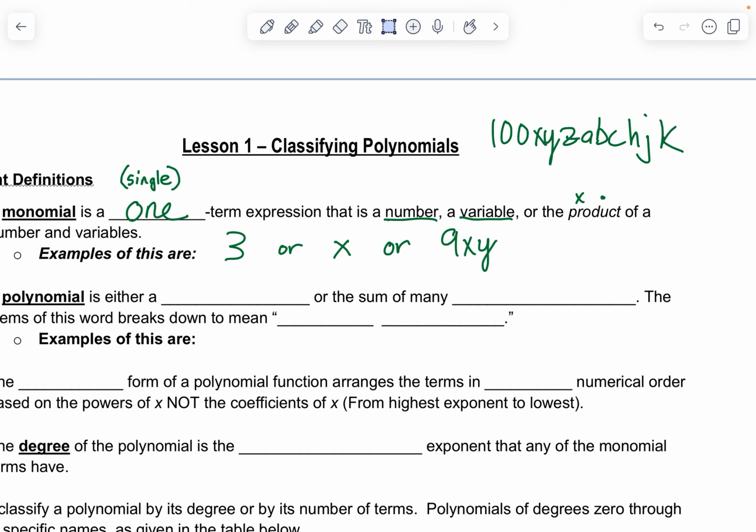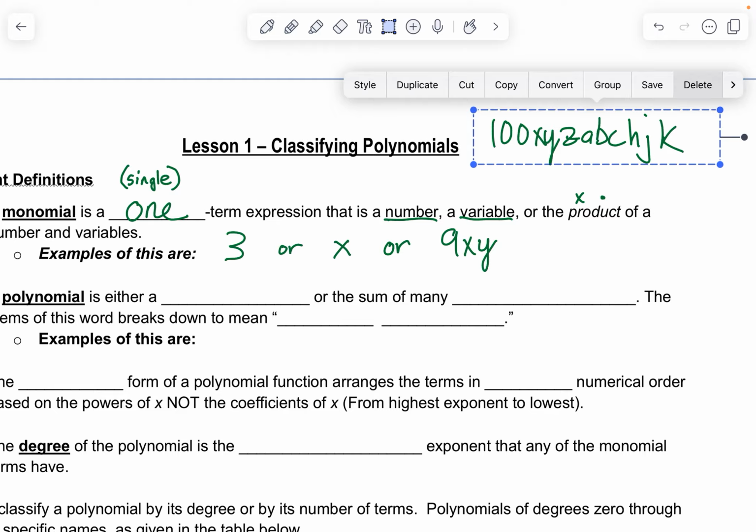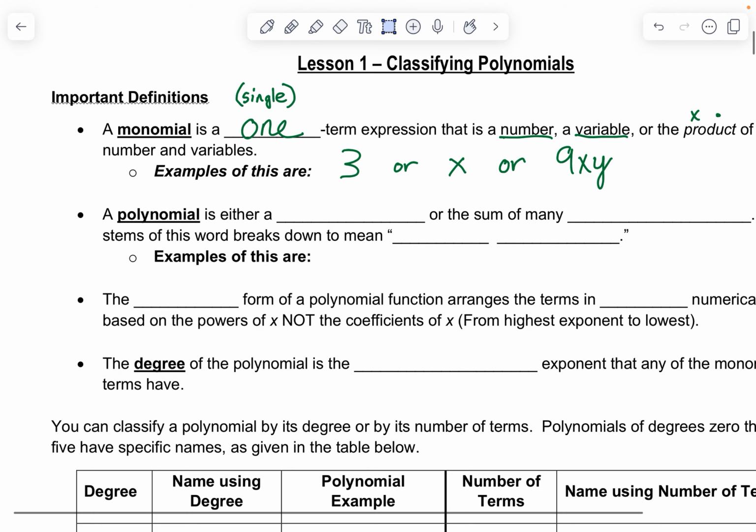Now that one's obviously a little crazy. You won't really see anything like that, so let's get rid of that. You'll mostly see stuff like these examples. So that's a monomial, one term. That leads us into a polynomial, which is kind of what this entire unit's about.